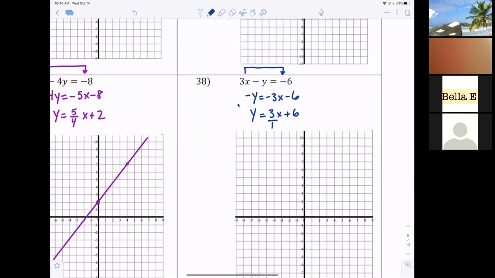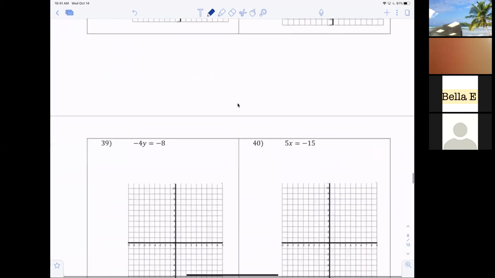You go up 6, plot a point. Then what? Up 3, to the right 1. Then, let's try drawing a line, some of you. Circles are not allowed. Yeah, those were circles before you were drawing. Easy, easy, easy. All right, here we go.